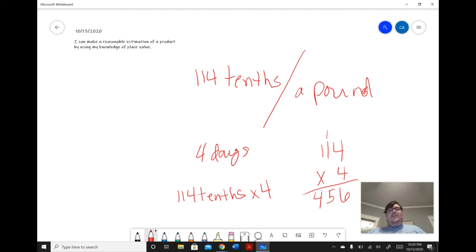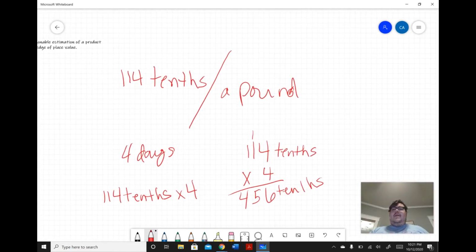Okay, hopefully you have had a chance to discuss this with your teachers and you've had a good discussion. Thinking about it, I'm realizing that I had 114 tenths. I'm using my knowledge of place value, which means I have 456 tenths. Well, 456 tenths is very different than 456 pounds, right? Or 456 tenths of a pound is very different than 456 pounds.